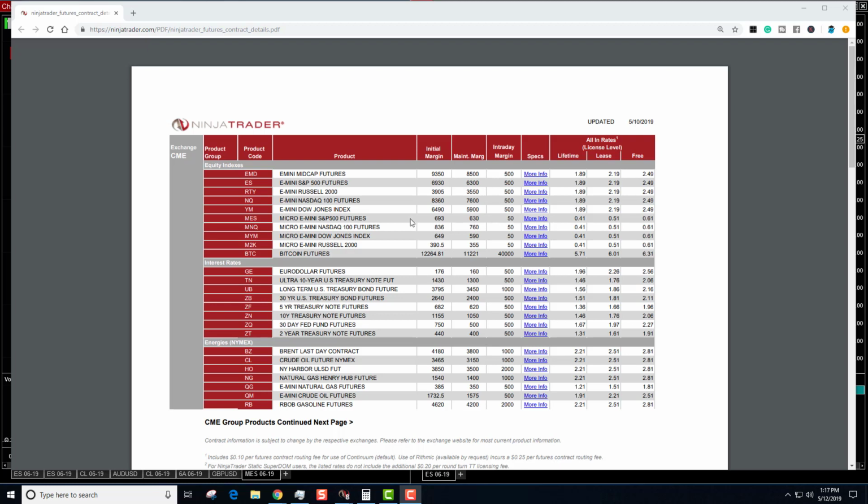Now, if you want to hold this position overnight, you want to make sure you have at least $693 in the account, plus whatever amount of wiggle room you're going to have for your stop loss. If you want to hold the normal ES contract, that's going to be about $6,930 to hold that futures contract overnight.